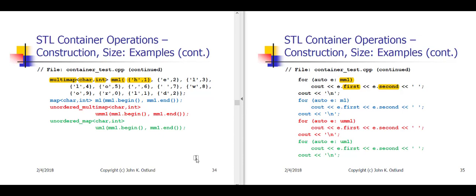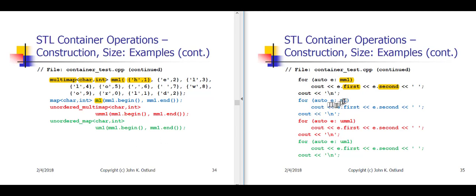Okay, so back here on slide 34, now that we've got MM1 constructed, we're going to construct M1, which is a map from char to int, from the pairs contained within MM1. Now the map from char to int is still using char as the key, but this time multiple copies of the same key will not be allowed.